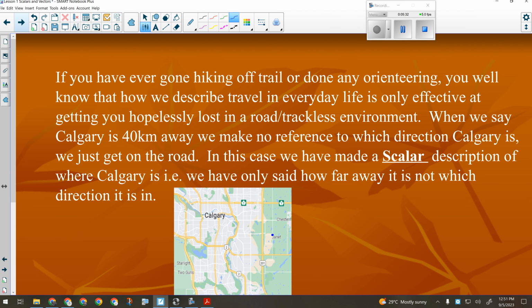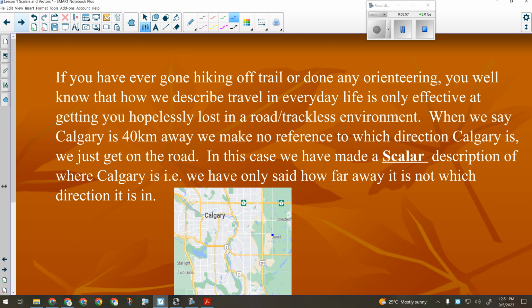We have this vast system of roads that we can follow that have generally decent signage, okay, that we could follow in order to get there. And by the time we got there, we would have driven about 40 kilometers, okay? But if I'm in a roadless, trackless environment, and I say it's 40 kilometers away, is that very useful? Yeah, it's not useful at all, okay?